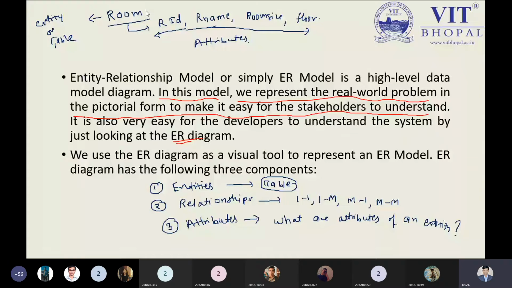Now, entity we can say, and in relational algebra we have the name relation, and the normal way we speak is table. So entity, table, relation are only naming conventions, nothing else.